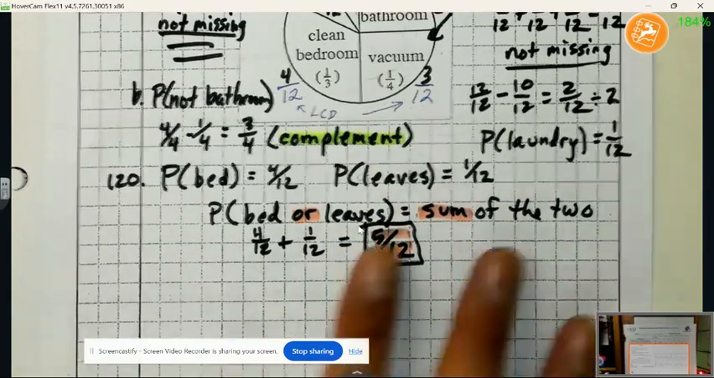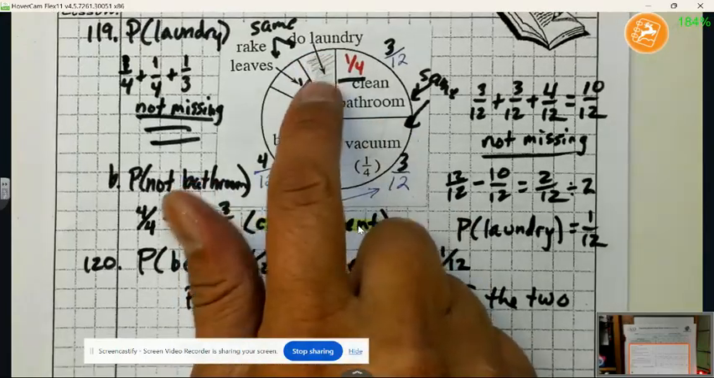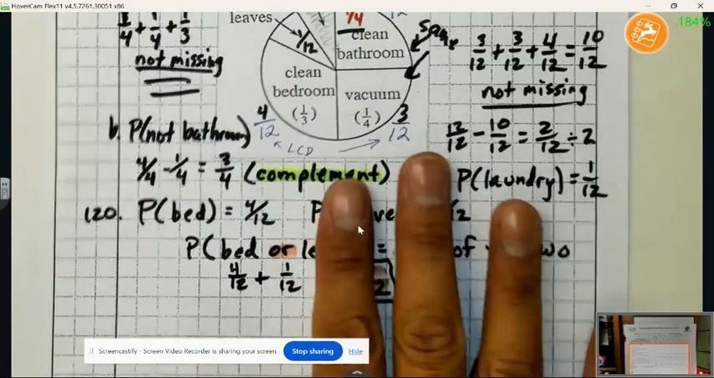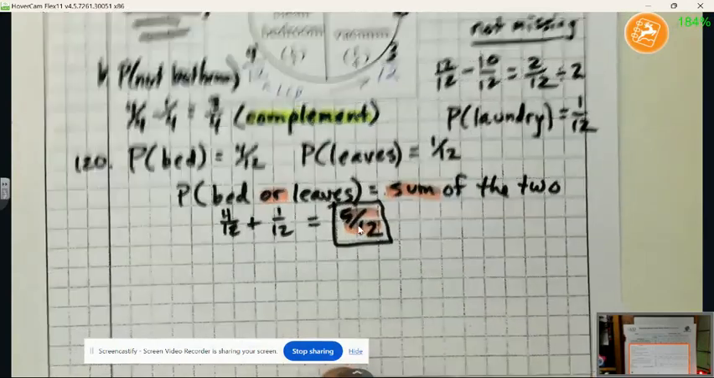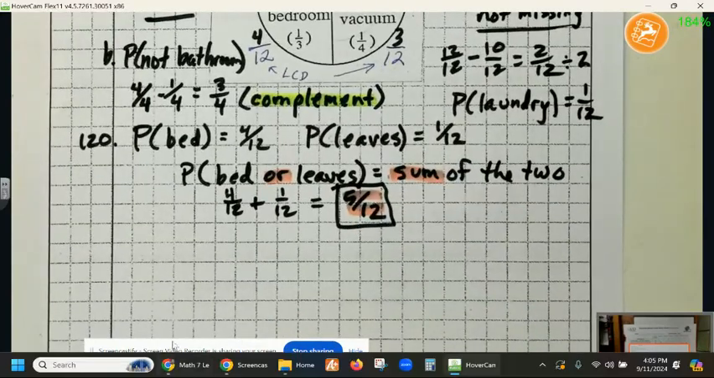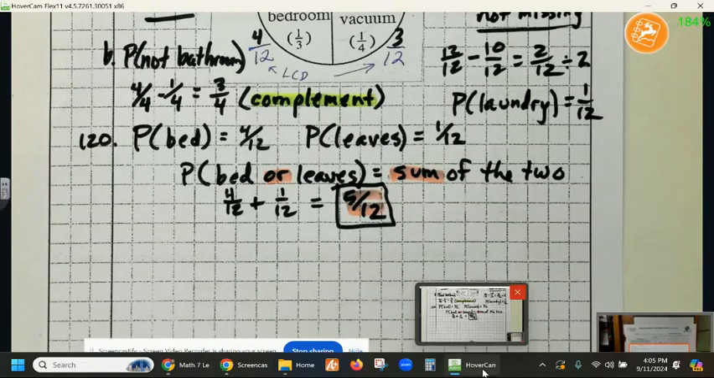Okay, and that's what we do to find missing parts of a spinner. Okay, so keep these notes, hold on to these notes. You will need them whenever we do missing spinner problems, and you need a little support.